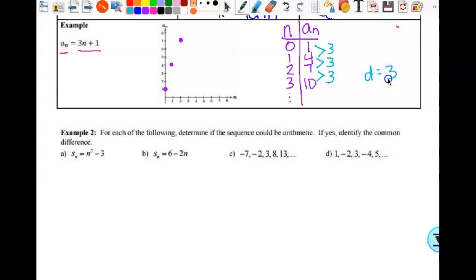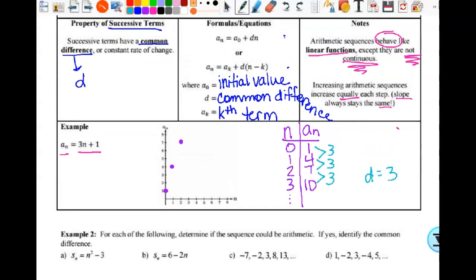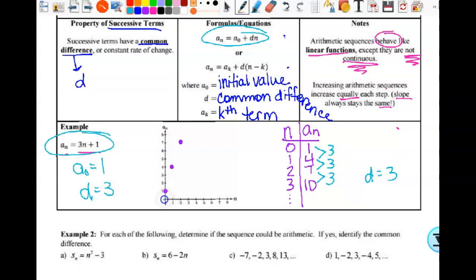which we actually already knew, because if we look at this and this, I can see from this form right here, if I just looked at this and hadn't done anything else, that a sub 0 is equal to 1 and D is equal to 3. And look at this. My initial value is 1. My common difference is 3. And that's what that form tells me right there. Okay, we good with that?